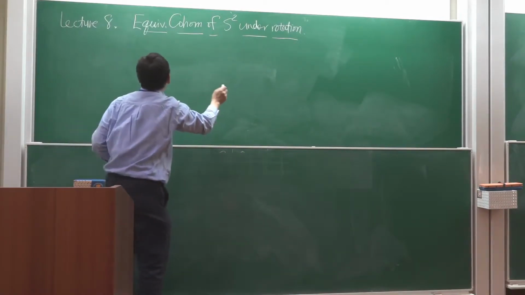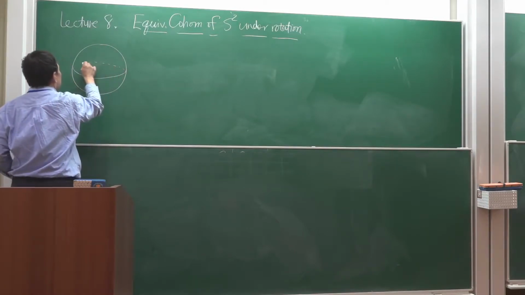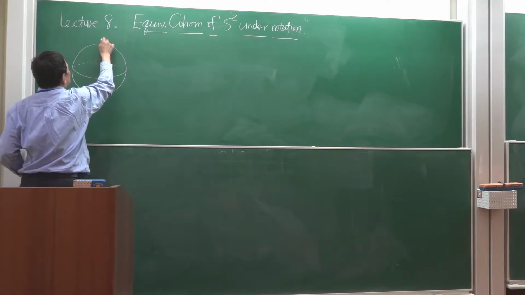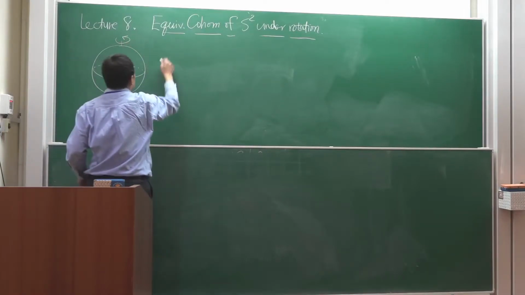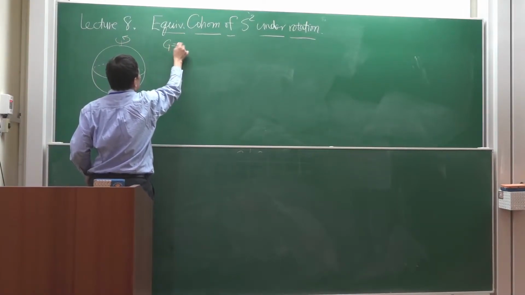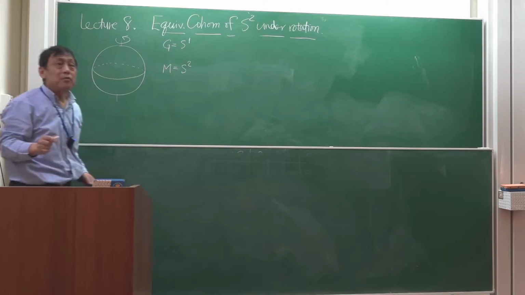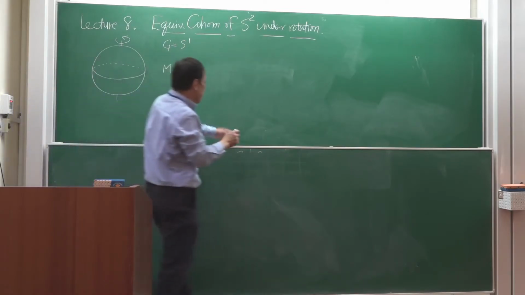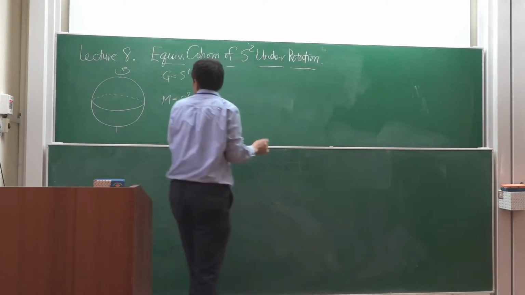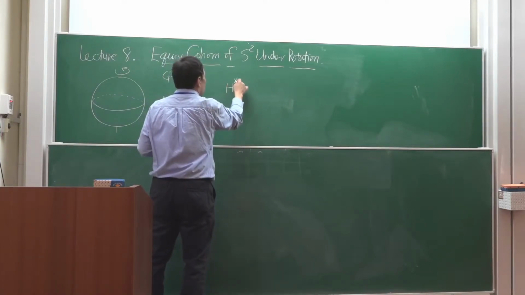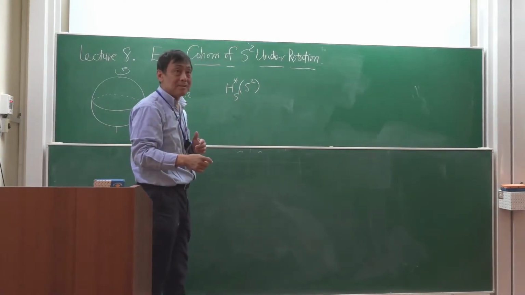So I have the two sphere, and I rotate it about the z-axis, and therefore the group is S1 and the manifold is S2. So we want to compute the equivariant cohomology of S2 under the S1 action.